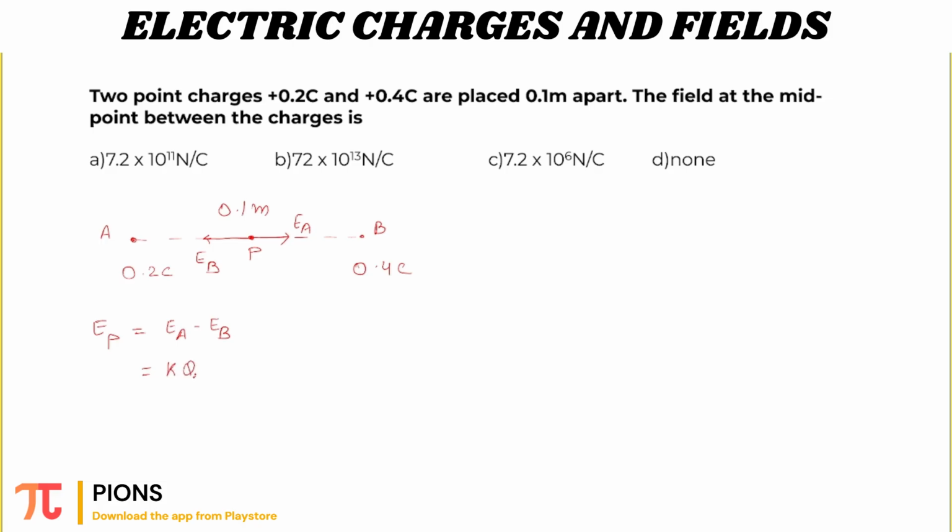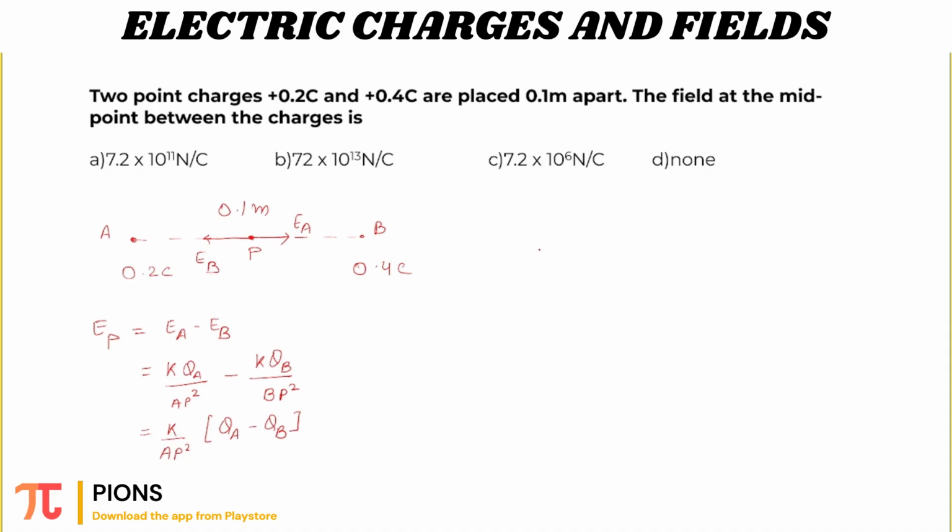So EA is K QA upon r square, and r will be AP. Let me just keep it AP for the beginning: K QA upon AP square minus K charge on B upon BP square. Now we know that it's a midpoint, so AP and BP are the same. So we can take K upon AP square common, and we are left with QA minus QB.